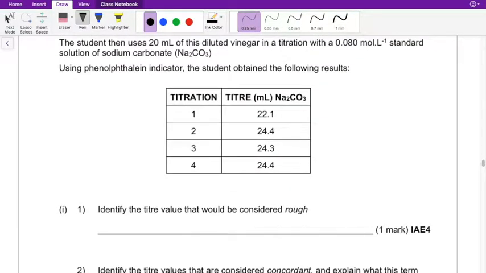Identify the titre value that would be considered the rough. The rough is normally going to be the first one, but more so it's going to be the one that is off, it's not concordant. So this is the rough here, because it differs from the others quite greatly. So we'll say titration 1.